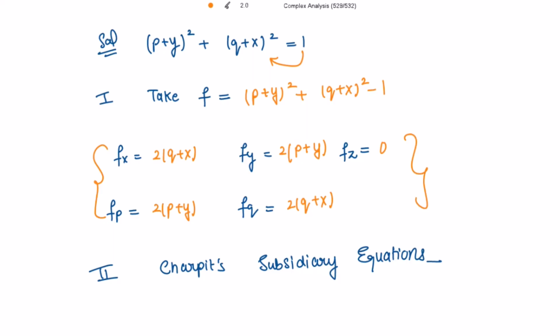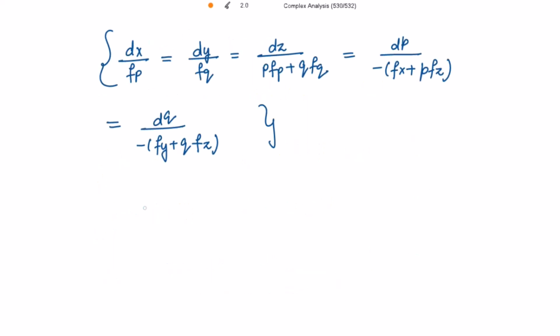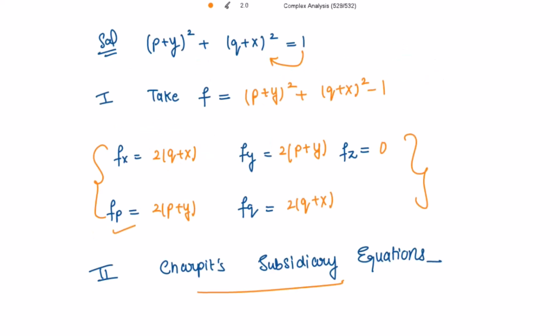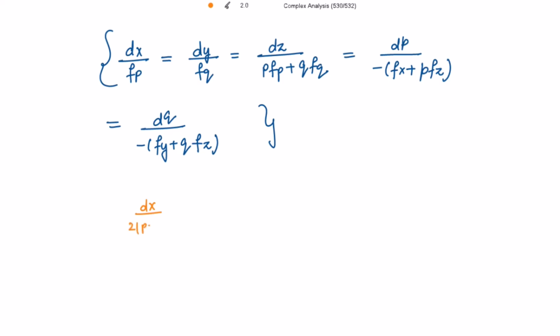Now we are going to use the Charpit subsidiary equations. Let's put all these details in these equations. So this is dx divided by fp. fp is twice of (p + y), so it is twice of (p + y) equals dy divided by fq. It is twice of (q + x) equals dz divided by p multiplied with fp. This is your fp, so it is twice of p(p + y) plus q multiplied with fq. This is your fq, so it is twice of q(q + x).